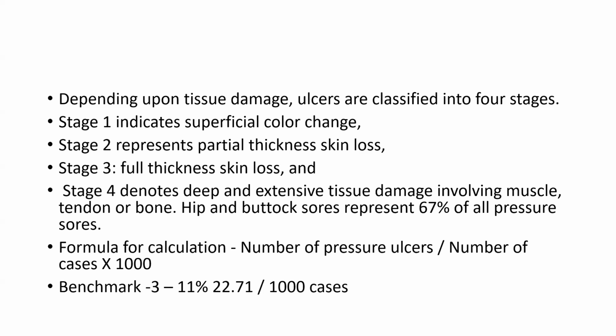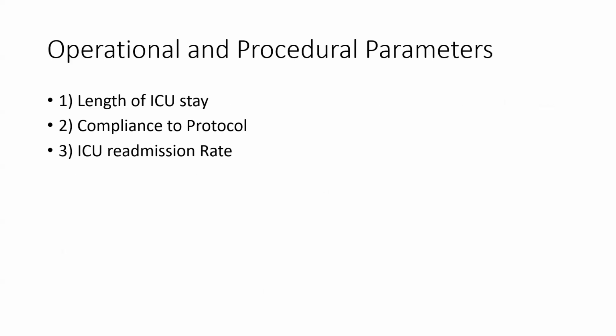Stage 1 indicates superficial color change. Stage 2 indicates partial thickness skin loss. Stage 3, full thickness skin loss. And stage 4 denotes deep and extensive tissue damage involving muscle, tendon, and bone. Heel and buttock sores represent 67% of all pressure sores. The formula for calculation is number of pressure sores upon number of cases into 1000. Benchmark is 3 to 11%.